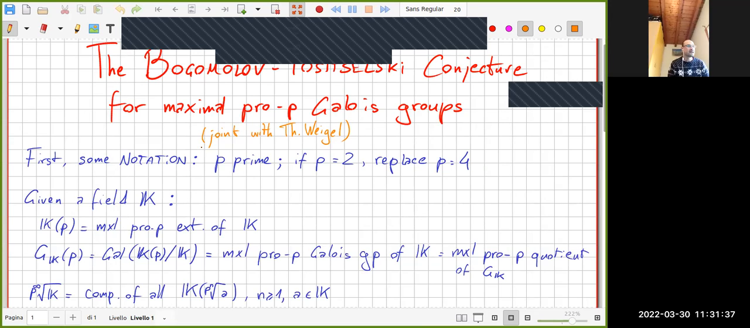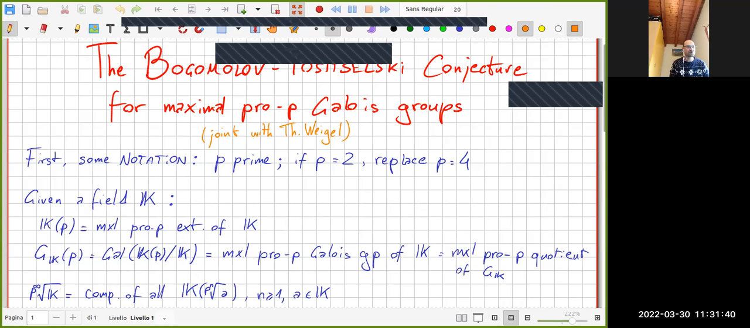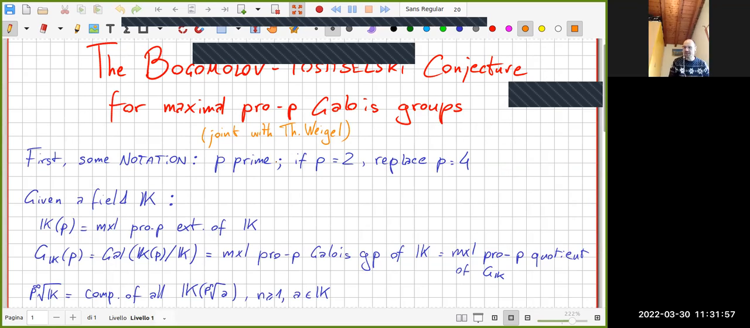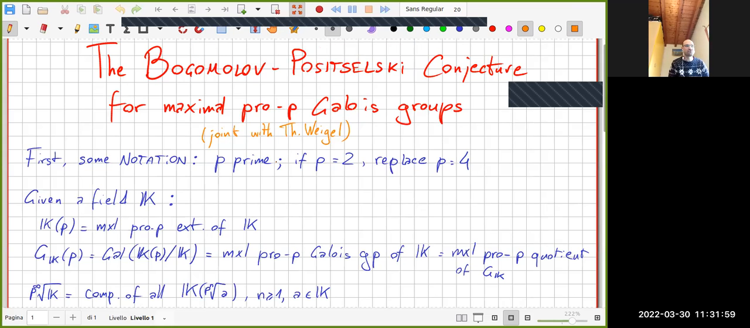Today I will speak about the Bogomolov-Positselski conjecture, which is in fact an informal name for a conjecture formulated by Leonid Positselski, but which is inspired by an earlier conjecture by Fedor Bogomolov and some related features of maximal Galois groups. This is mainly joint work with Thomas Weigel, but here and there I will mention also stuff done with other people and by other people.